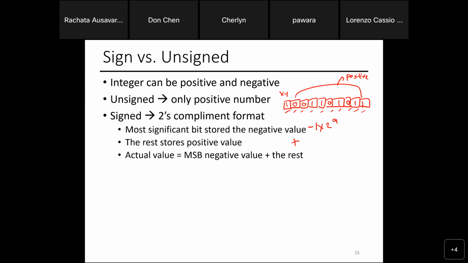Plus, I convert the rest normally. So what's the rest? 2 to the 6 plus 2 to the 5 plus 2 to the 3 plus 2 to the 1 plus 2 to the 0. The value is I combine those two together. So that's the value of my two's complement format. Again, to quickly do this, the most significant bit is a negative number, the rest are positive numbers.